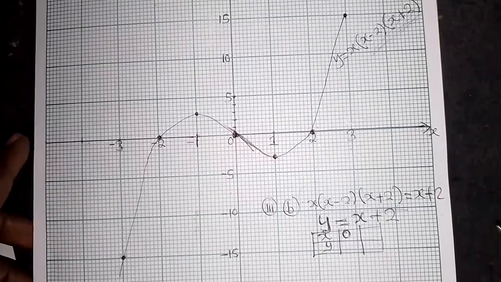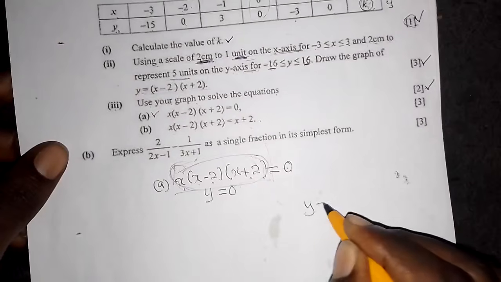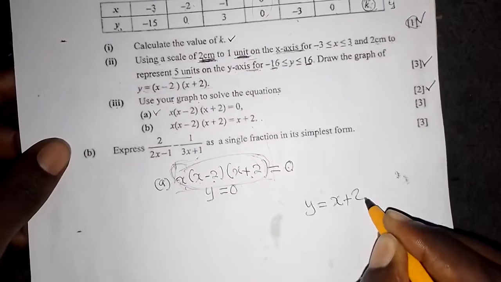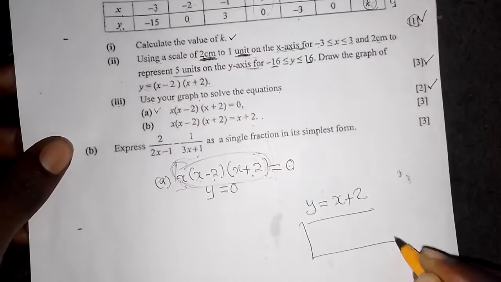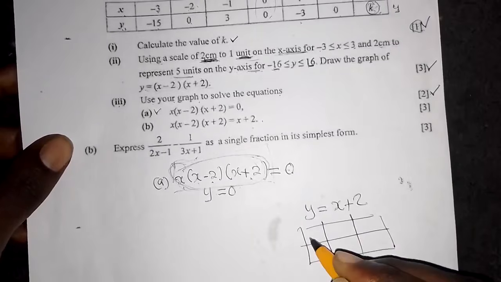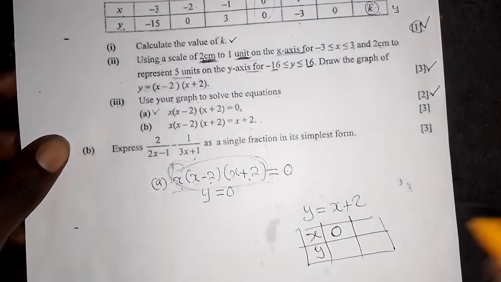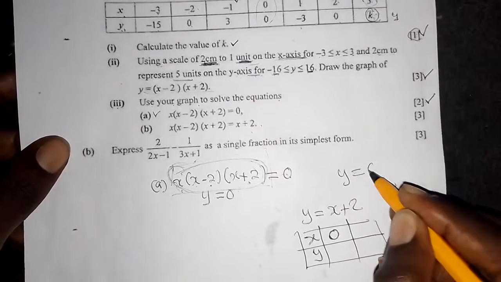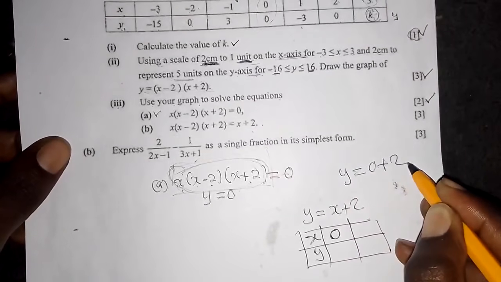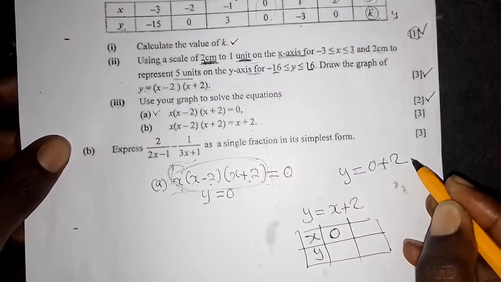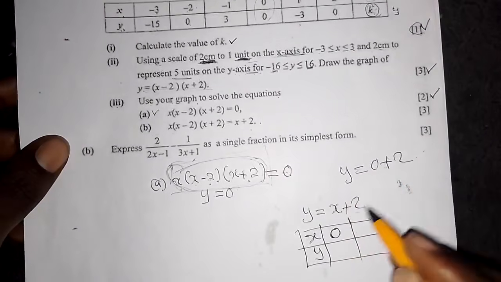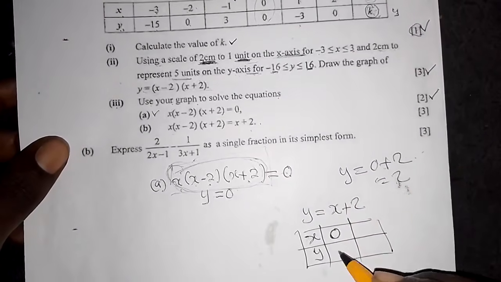If y is equal to x plus 2, you put a table like this. Here x, here y. If x is 0, then y is equal to 0 plus 2. 0 plus 2 is what? 2. So y is 2.